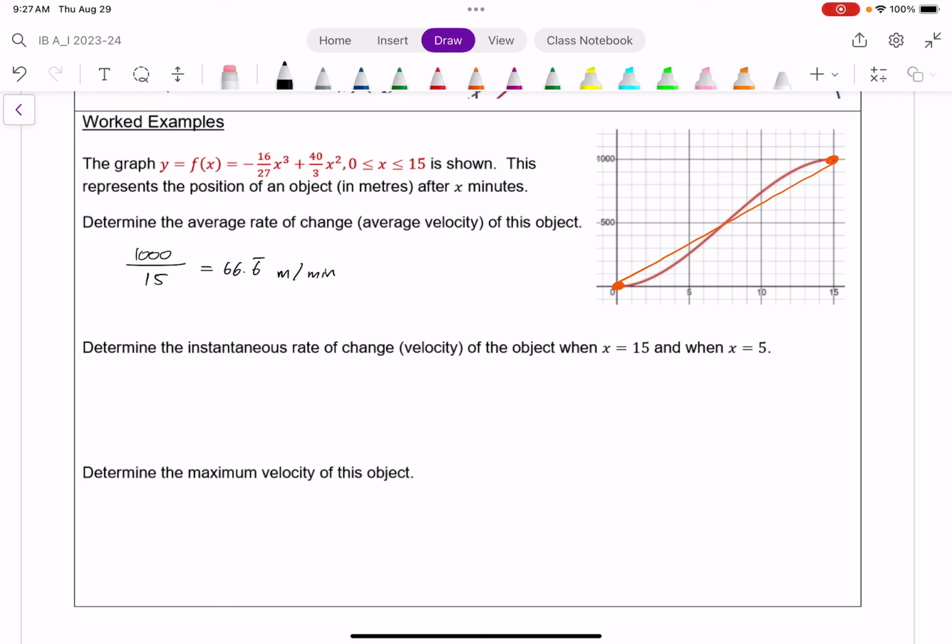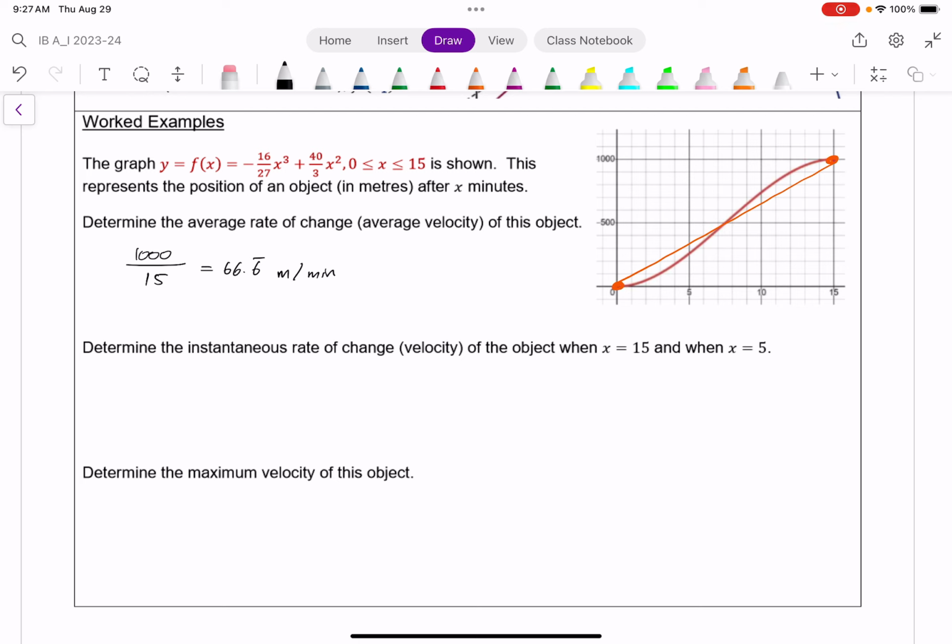Keep in mind on most IB questions on an assessment, if you don't put the units down or the correct units, you'll rarely get the full marks. Most of the time, part of the mark is dependent on having the correct units. So always think about units for these. All right, so that's the average rate of change.